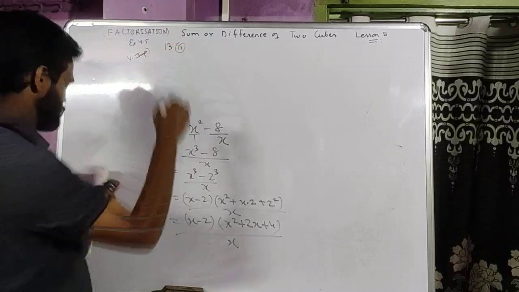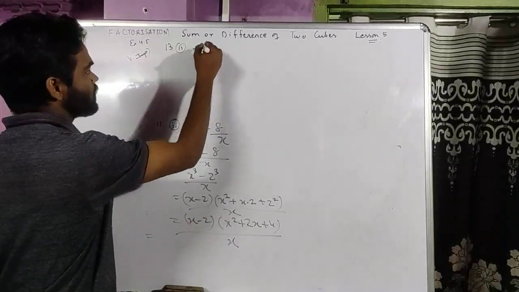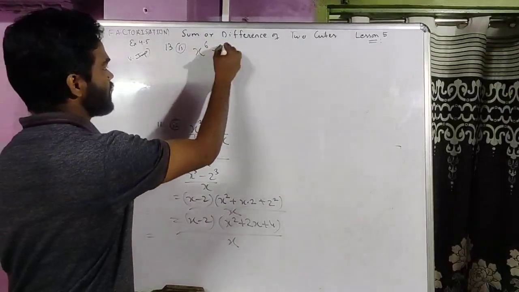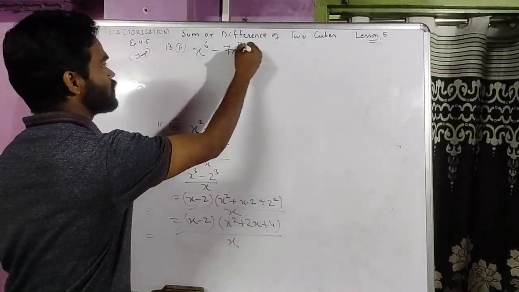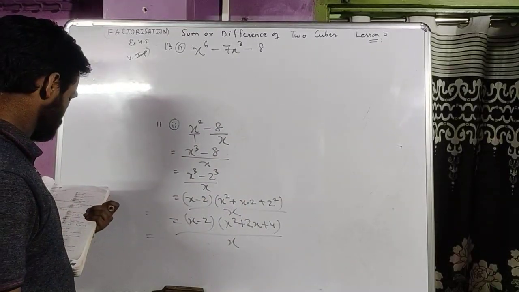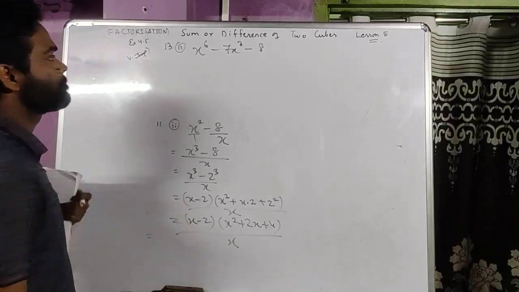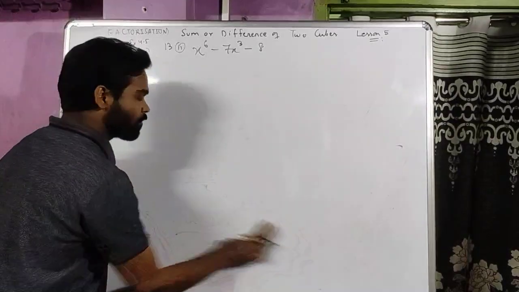13 part 2. This is x to the power 6 minus 7x cube minus 8. Yeah. Now, how to do this one? Look carefully. Again, we have to make some adjustment.